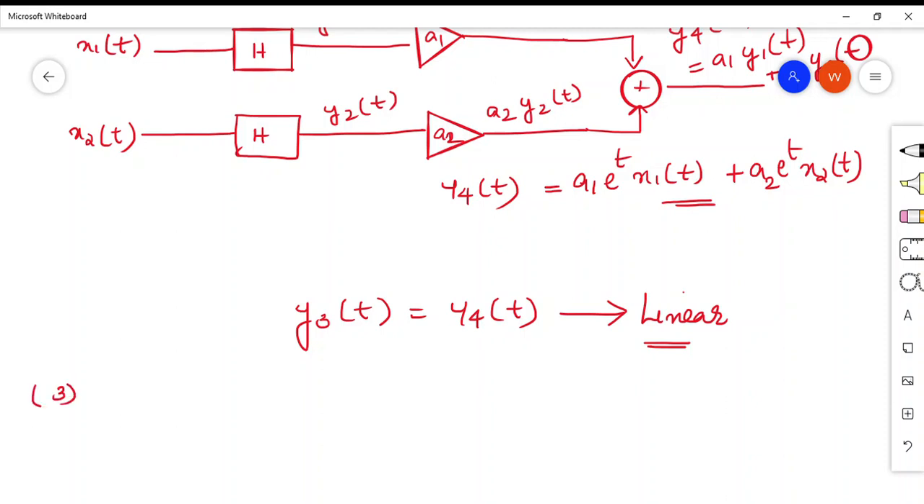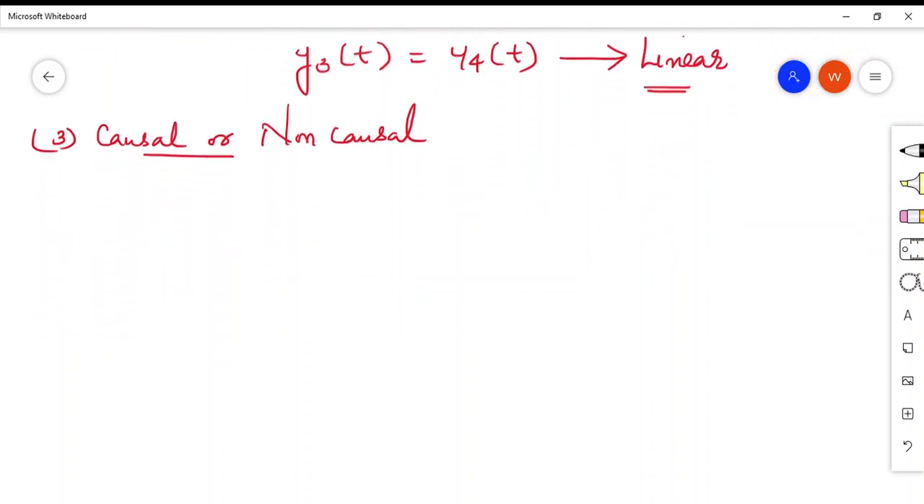Then what do you have to say? Then you have to find causal or non-causal. Now, what do you mean by a causal system and what do you mean by a non-causal system? A causal system means it should depend only on present and past. It should not depend on future. So that is a causal system.